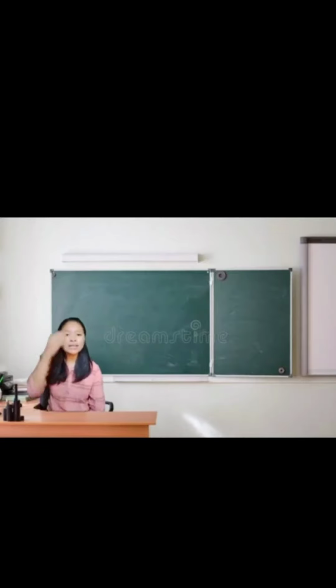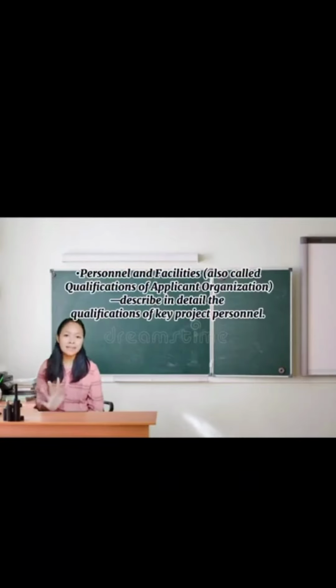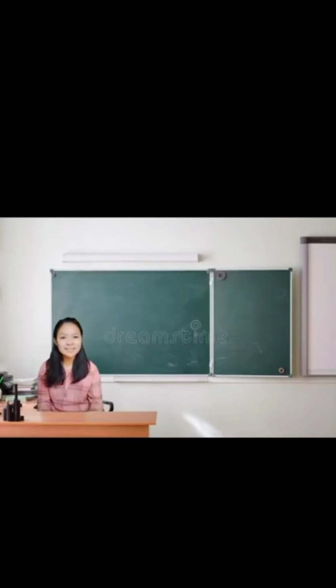The fifth one is the personnel and the facilities, also called the qualification of applicant organization. Under this, you can describe in detail the qualifications of key project personnel, and you can describe the facilities already available or promised for carrying out the project.